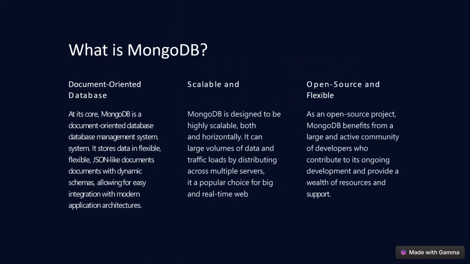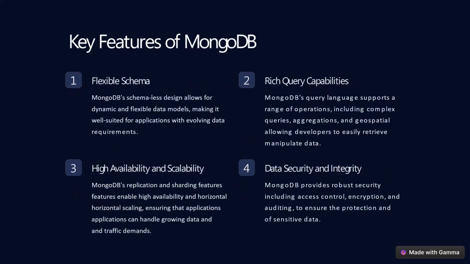MongoDB is a document oriented database. It stores data in flexible, JSON-like documents with dynamic schemas. MongoDB is designed to be highly scalable horizontally. It can handle large volumes of data and traffic loads by distributing across multiple servers. Key features of MongoDB: it has a flexible schema, that means we can add as much data as you want. You can store it, and high availability and scalability.